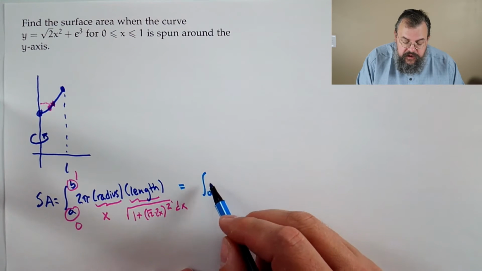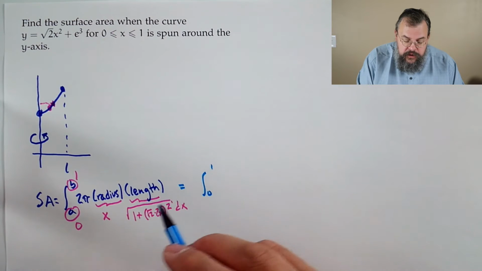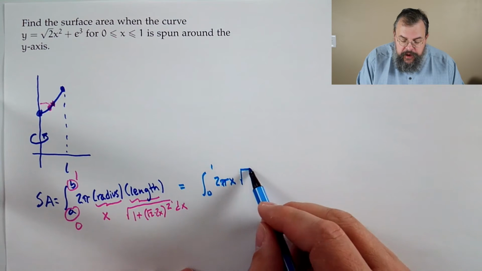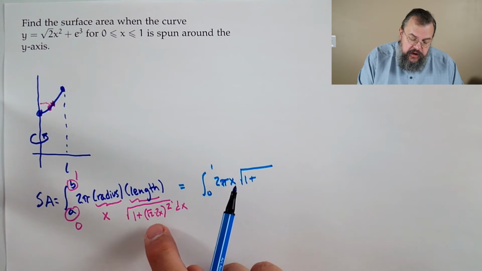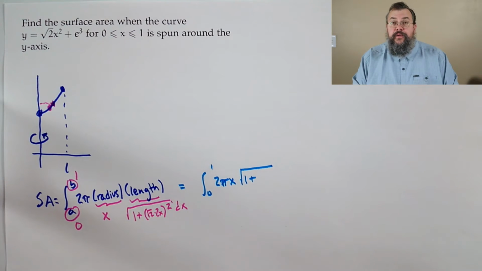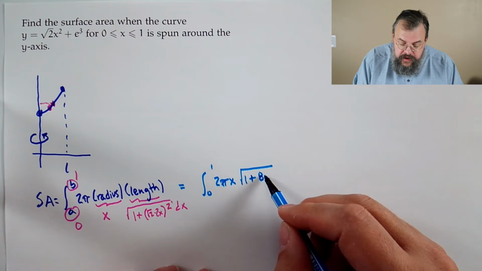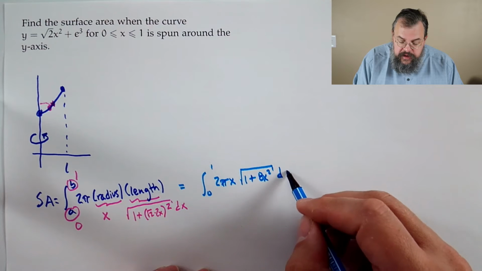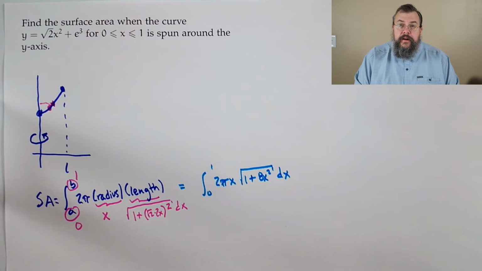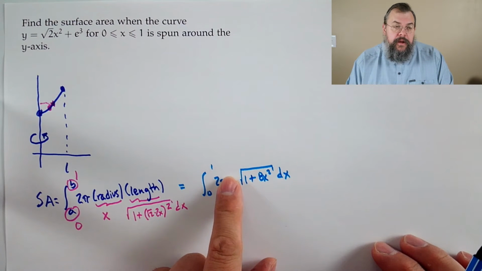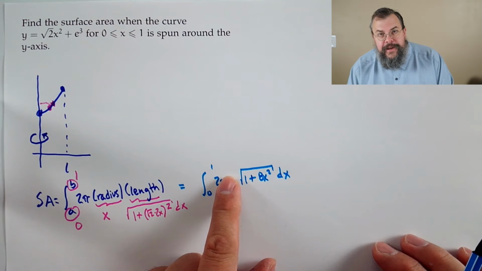So integral 0 to 1, and then we have 2 pi times x times the square root of 1 plus, here, square root of 2 times 2, and then square that. Well, that'll be like 2 times 4, so that makes 8x squared. And then we have to do dx. Okay, now we start saying, all right, how do we deal with our square root? Now this is a case where there's not a perfect square inside of the square root. If we didn't have that x there, a lot of work lays ahead for us.